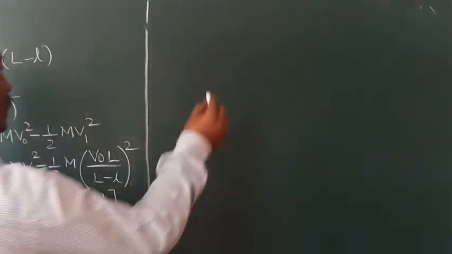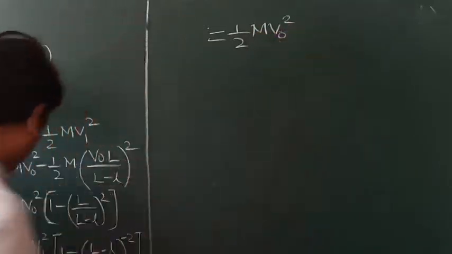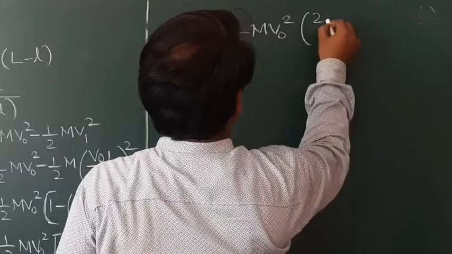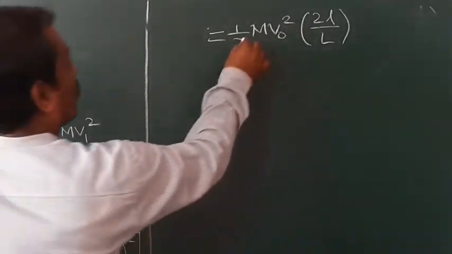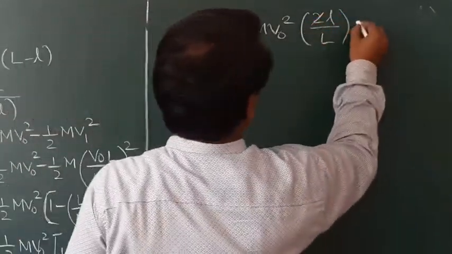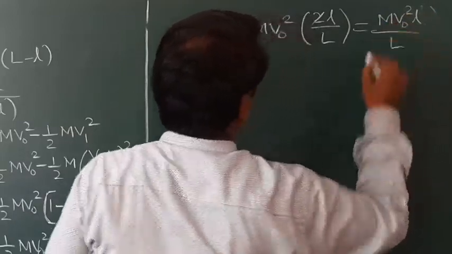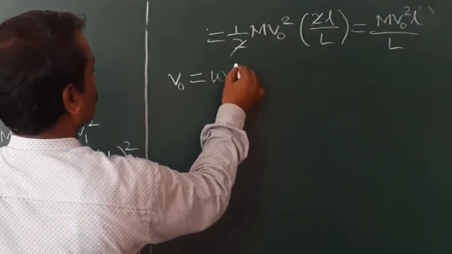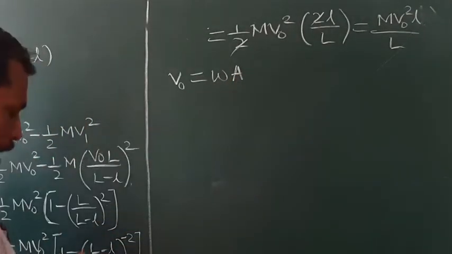So I will write the next step here. This is equal to 1 by 2 m v naught square. Here plus 1 minus 1 gets cancelled and we will get 2l by L. Now here 2 gets cancelled. Then we write m v naught square l divided by L. So here v naught is maximum speed and maximum speed can be written as omega into a, where omega is angular speed and a is amplitude.